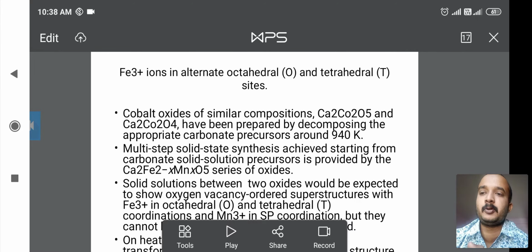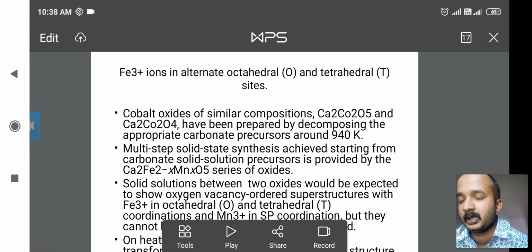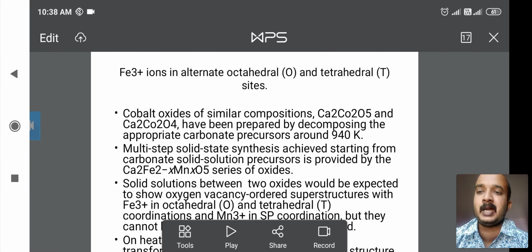Therefore, the Fe3+ ions are in alternate octahedral and tetrahedral sites. For the Fe3+ ions, you have to know about FeSO4, which gives Fe3O4 with Fe3+ ions. That means the Fe3+ ions are alternately in the octahedral and tetrahedral sites.